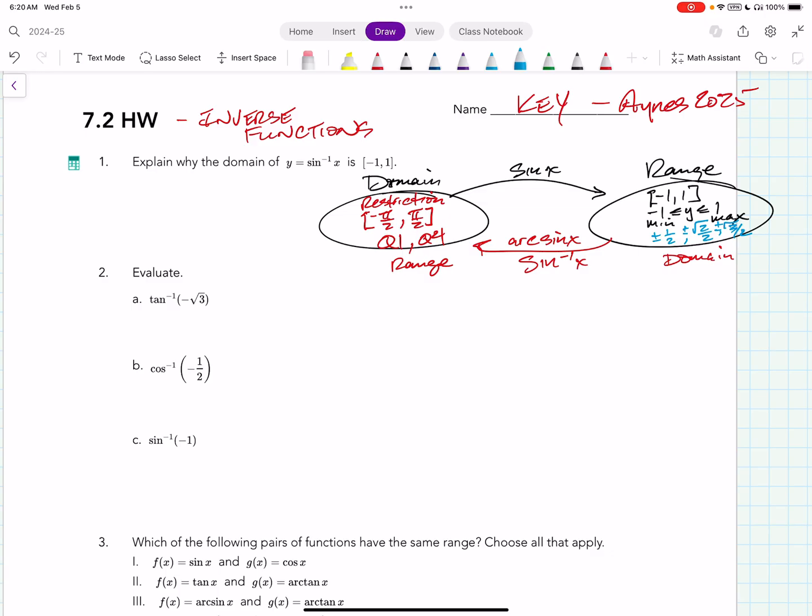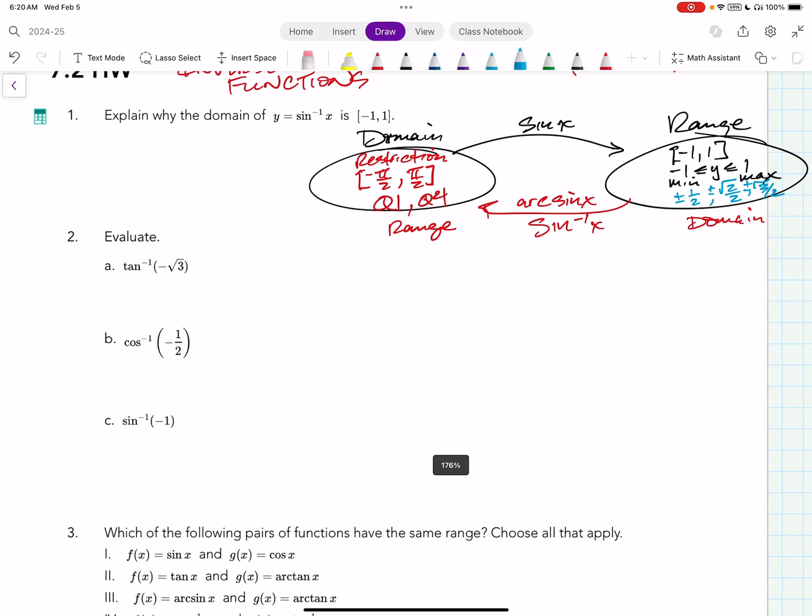Now it becomes the domain of that inverse. And the range of inverse sine x is the angle, any angle from negative pi halves to pi halves. So the domain and range switch. There we go. And that's it. So you can't input any number outside of negative 1 to 1 in the inverse function. It's not defined. You're not going to get an answer there.